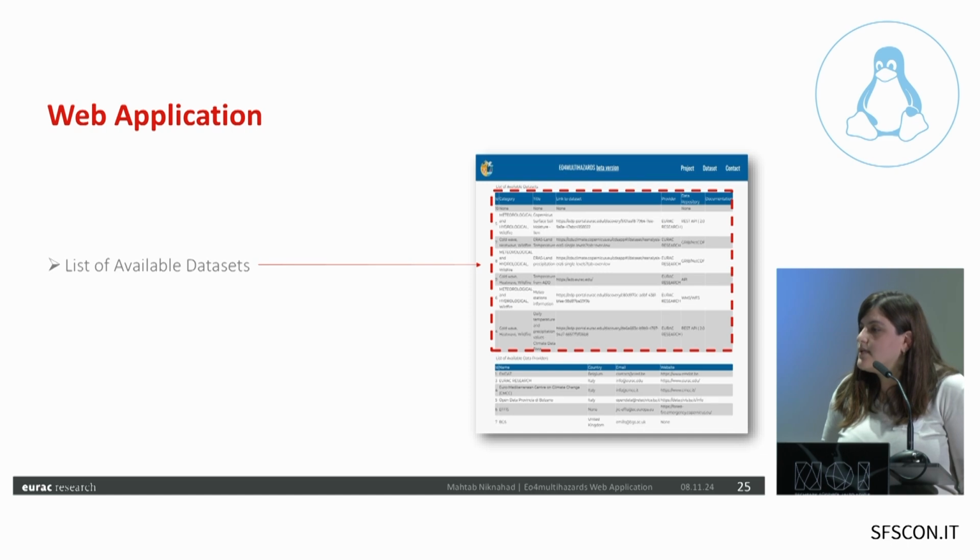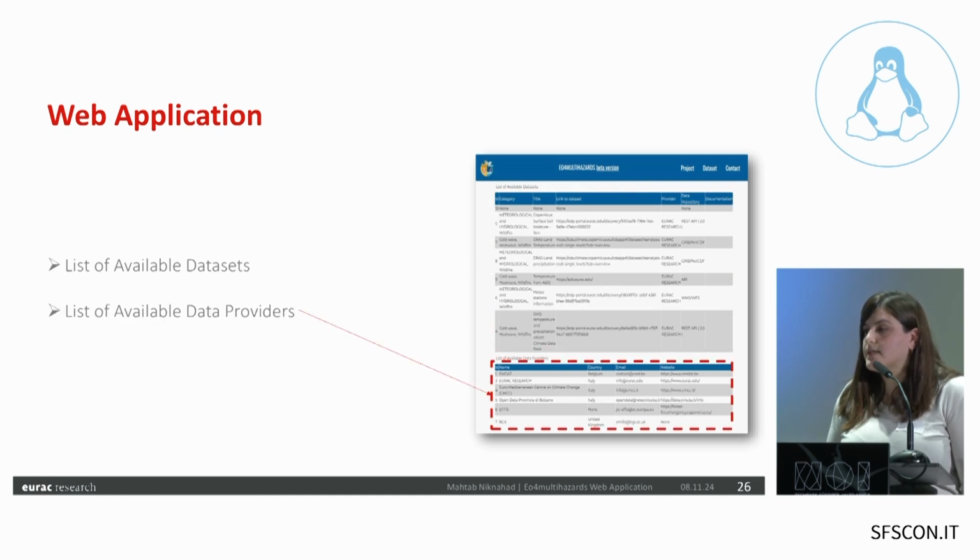For the dataset page, it is possible to view the list of all the available datasets. And as I mentioned, up to now, we use the EM-DAT data source, we use the EFFIS data source, and also the BGS UK data source. There is also the possibility to see the list of available data providers.